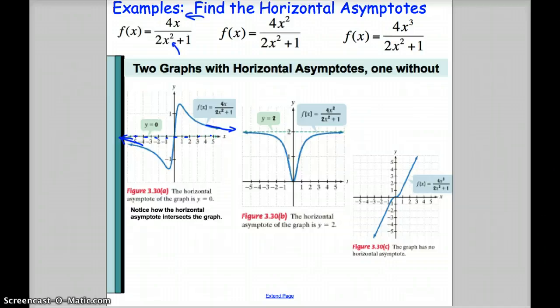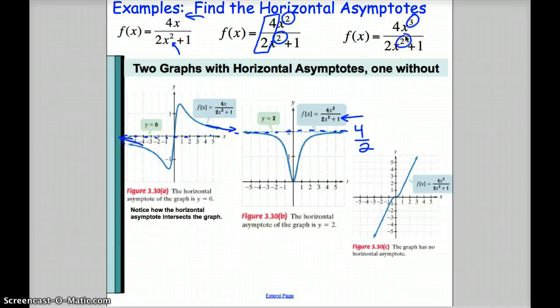Now the second one was when the two degrees were equal. So now we divide the coefficients. In this case, 4 divided by 2, we see this boundary line at 2 because that's 4 divided by 2. So this function will never equal 2, and in fact it'll always be less than 2 because it looks like the denominator will always be a little bit bigger than half as much as the numerator, because it's 2x squared plus 1.